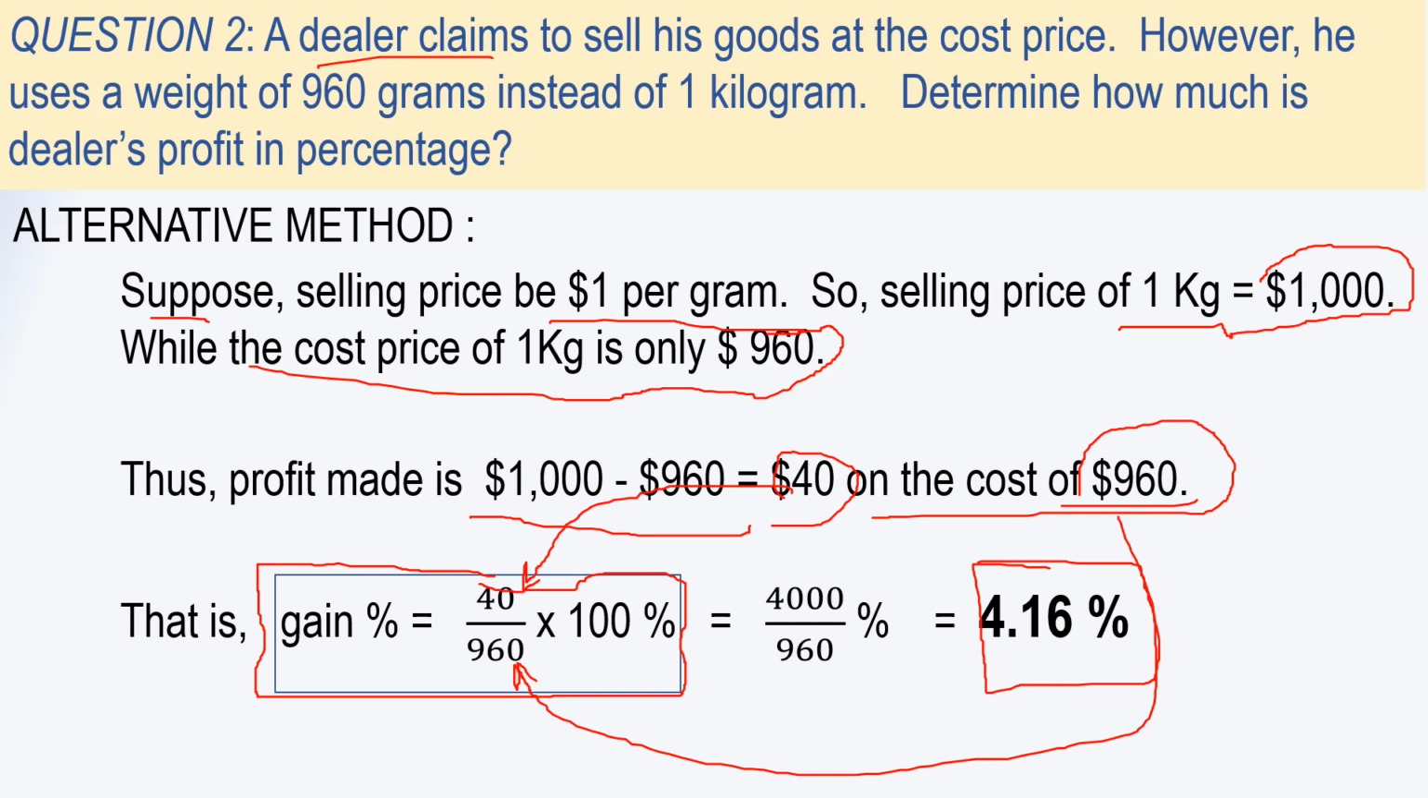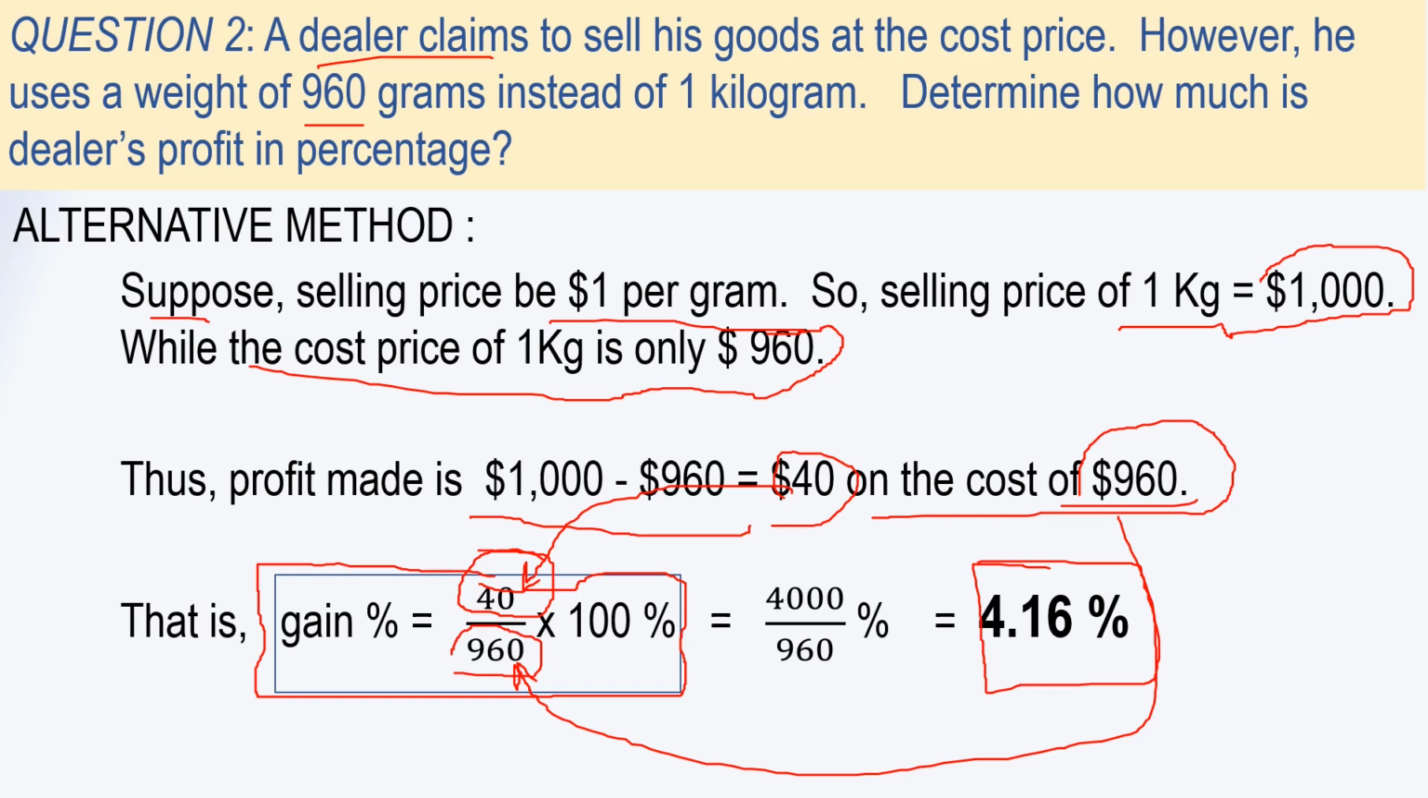Here we know 960 grams is the actual weight that the dealer is selling, and 40 is the difference between 1000 and 960, or you can say the difference between the correct scale minus incorrect scale, and 960 is equal to the incorrect scale.